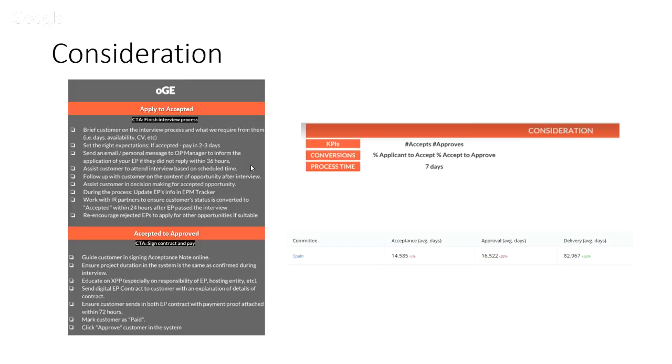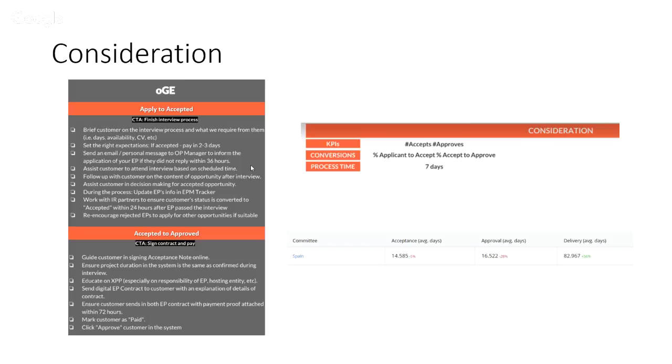So we need to be constant trackers and assist the customer in accepting the opportunity. If accepted, we know that both in GE and GT, it's a really huge advance that an EP is accepted. So we cannot lose this EP, and we really need to assist them in order to convert them into approved as soon as possible.